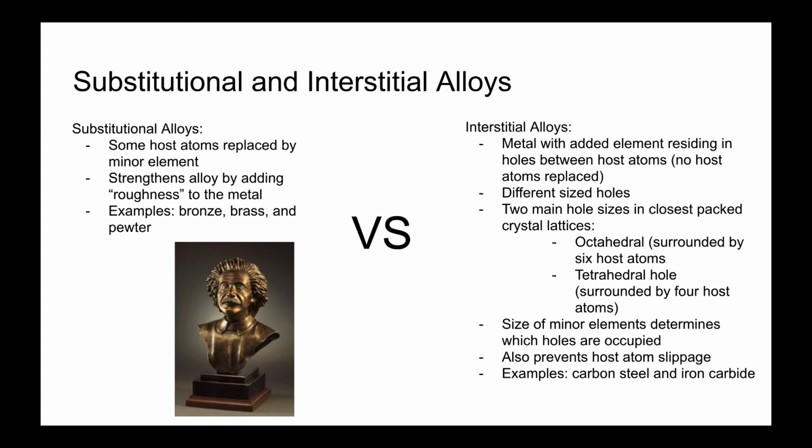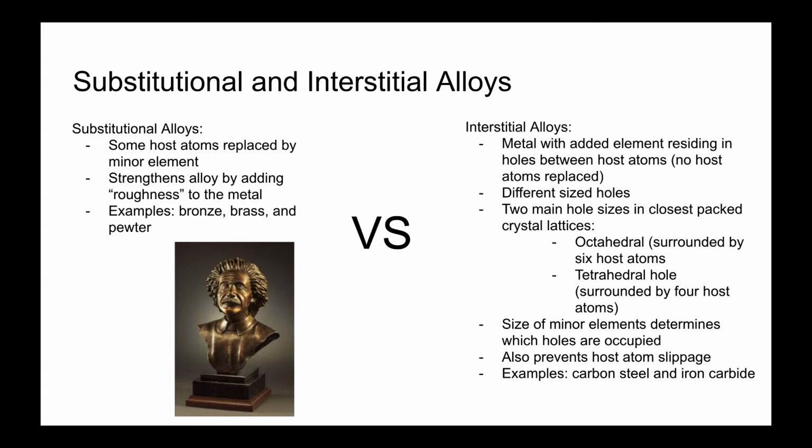And now let's discuss the difference between substitutional and interstitial alloys and how to distinguish between both of them. Starting with substitutional alloys, those are metals where some of the host atoms are replaced by minor elements. And this adds strength to the alloy by adding roughness to the material. What it means by roughness is that usually the atoms inside the metal can slide past one another. But when you add atoms of another element of, let's say, bigger size, it's harder for the atoms to slide past one another since they're different sizes.